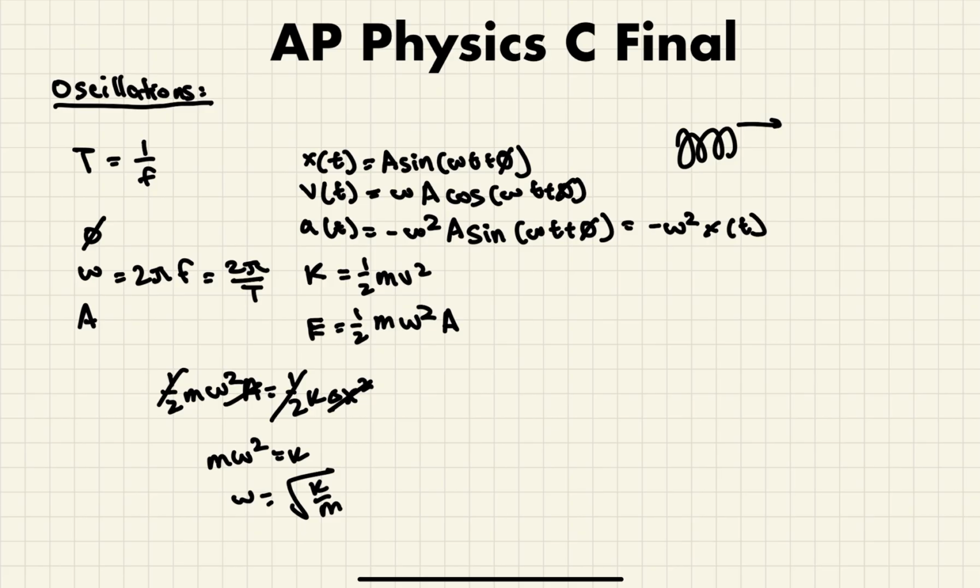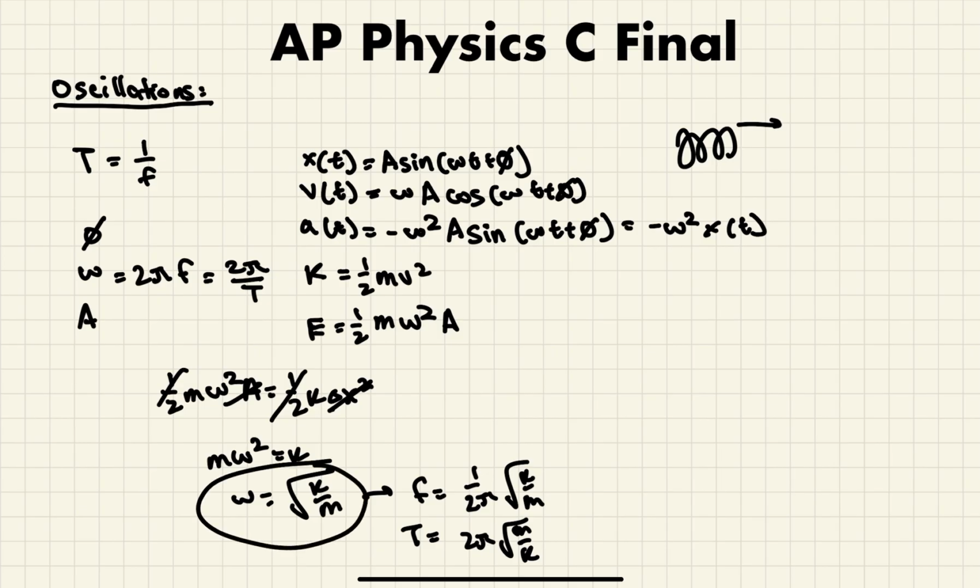I think something similar to that is written on the equation sheet. But that means you can get corresponding formulas for frequency: f is 1 over 2 pi times the square root of k over m. And so the period is equal to 2 pi times the square root of m over k. You don't have to memorize all of this, just memorize one. I would suggest memorizing this one because that's the easiest to derive as well. And then once you do that, you can derive the others using this relationship.